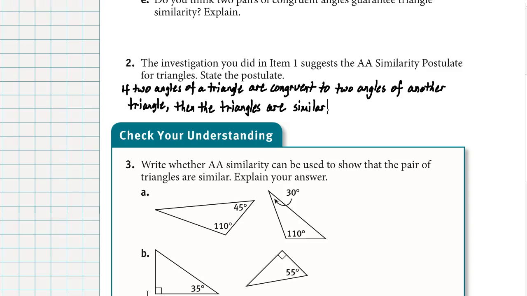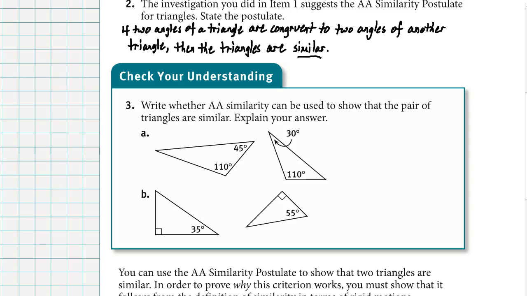Here is one way you might write out the angle-angle similarity postulate. If two angles of a triangle are congruent to two angles of another triangle, then the triangles are similar. So here is a way to decide if two triangles are similar. What you're looking for is, are two of the angles of one of the triangles congruent to two of the angles of the other triangle? And if so, then we know that the triangles are similar. They're the same shape. They might not be the same size, but we would know that they're the same shape.